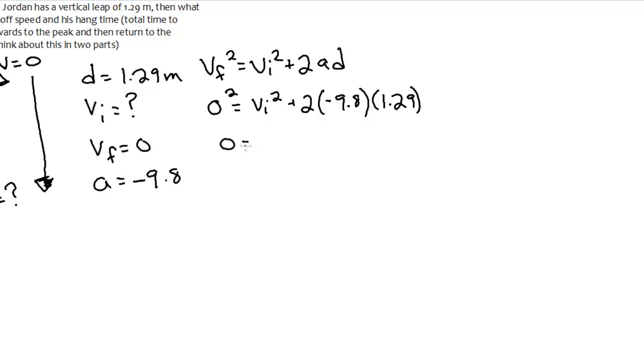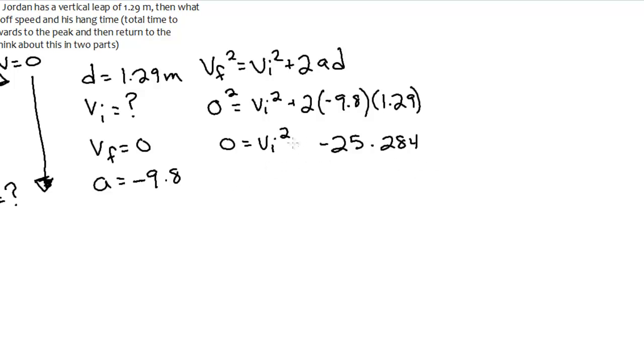So 0 squared is still 0. VI squared, that's our unknown. If I multiply these numbers together, I'm going to get negative 25.28. So this is all going to be a negative 25.284. All right, so I can really get rid of this plus sign right here because this is a negative. So it's like VI squared minus 25.28.